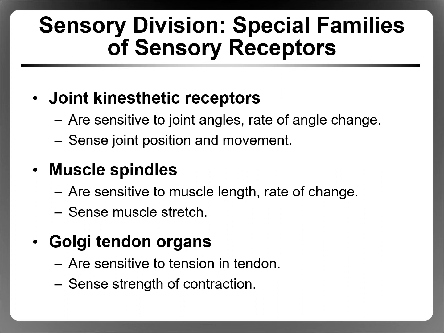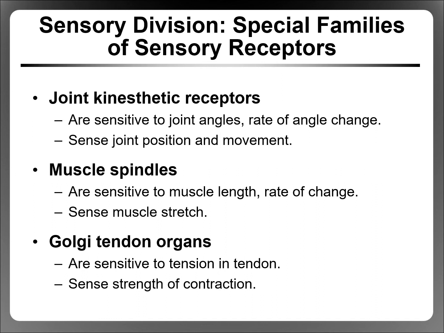These receptors are going to be sensitive to joint angles and rate of angle change. This will give us an idea of our joint position and movement in space. Our second special family are muscle spindles. These are going to be sensitive to muscle length and rate of change. This is going to give us information about how much muscles stretch.